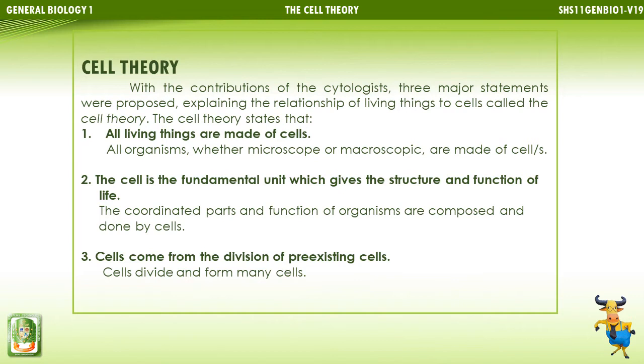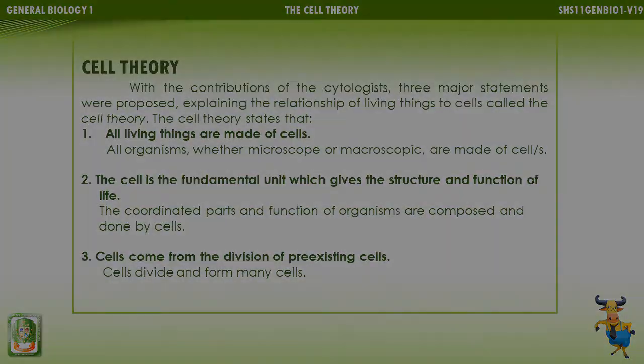The cell theory states that 1. All living things are made of cells. All organisms, whether microscopic or macroscopic, are made of cells. 2. The cell is the fundamental unit which gives the structure and function of life. The coordinated parts and function of organisms are composed and done by cells. 3. Cells come from the division of pre-existing cells. Cells divide and form many cells.